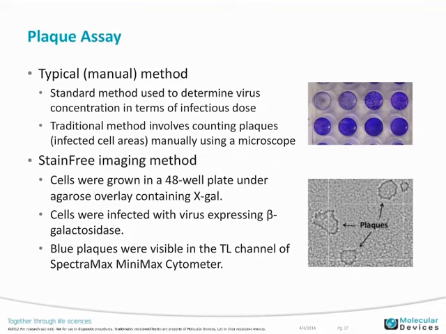In this example, cells were grown in a 48-well plate under an agarose overlay containing substrate. And then the cells were infected with virus expressing the beta-galactosidase. And when the cells are infected, they form blue-colored plaques, which were visible in the TL channel of the Minimax cytometer.